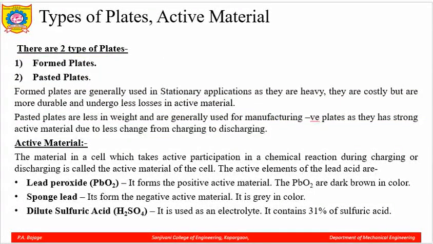Now the next point is active material. The material in a cell which makes active participation in the chemical reaction during charging or discharging is called the active material of the cell. Again I repeat, the material of the cell which takes active part in a chemical reaction during charging or discharging is called the active material of the cell.